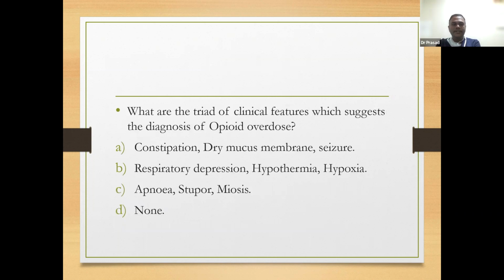Let's have a small question. What is the triad of clinical features which suggests the diagnosis of opioid overdose? Is it constipation, dry mucous membrane, or seizure? Is it respiratory depression, hypothermia, or hypoxia? Is it apnea, stupor, or meiosis, or none?